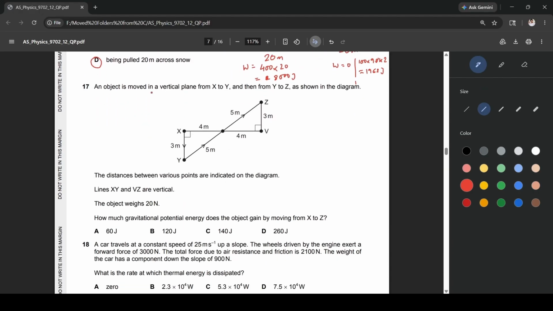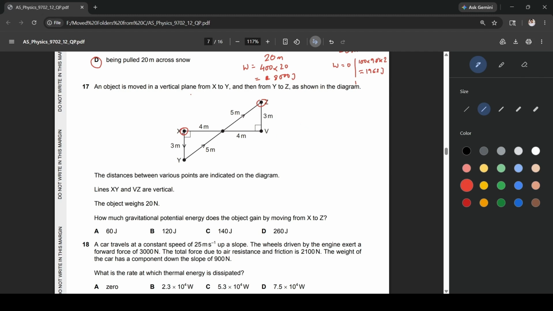An object is moved in a vertical plane from X to Y and then from Y to Z as shown in the diagram. The distances between various points are indicated on the diagram. Lines X, Y and V, Z are vertical. The object weighs 20 newtons. How much gravitational potential energy does the object gain by moving from X to Z? Okay, from X, this point right here, to Z, this point right here.